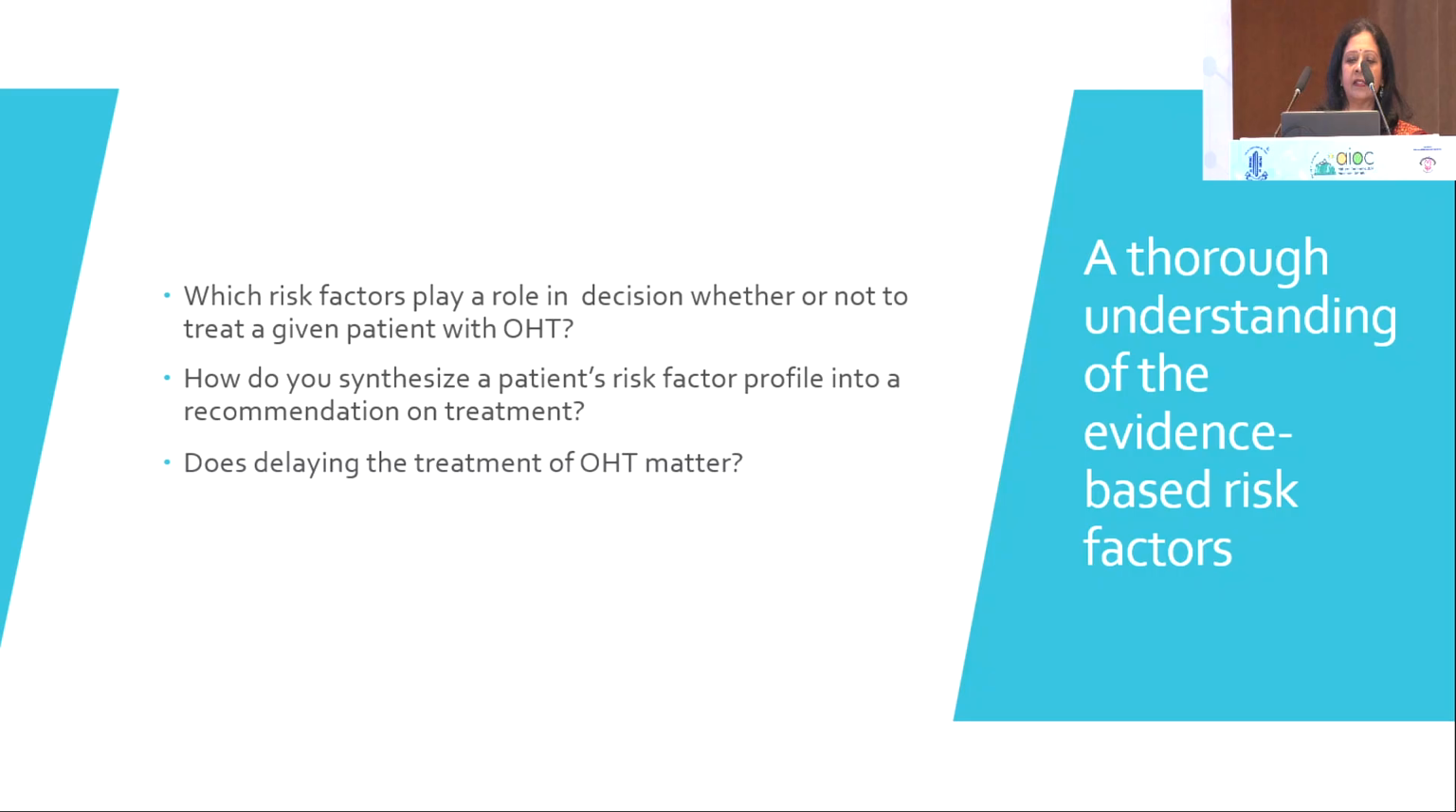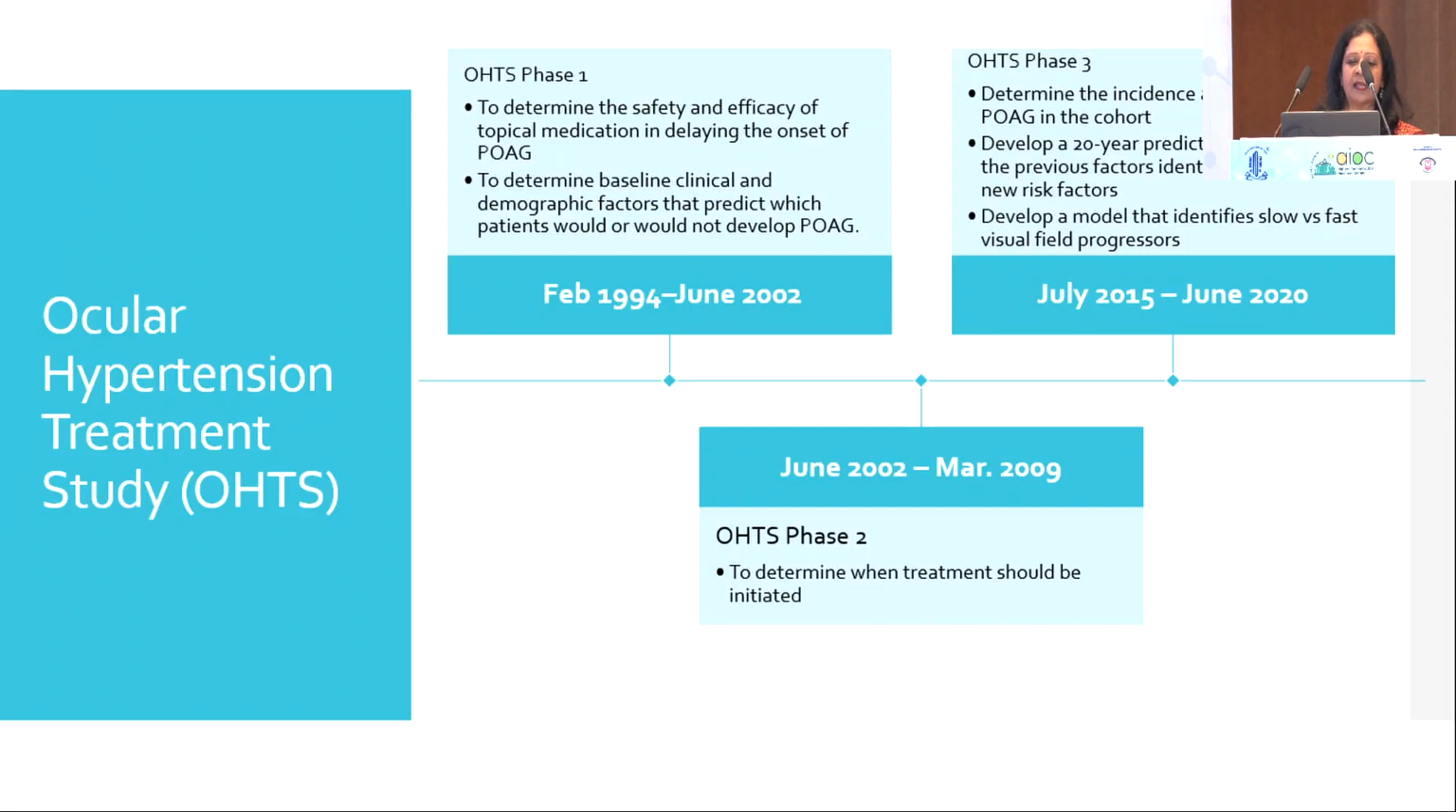Which are the risk factors which play a role in the decision whether or not to treat a patient with OHT? How do you synthesize a patient's risk factor profile into a recommendation for treatment? And does delaying the treatment of OHT matter? These questions were answered by the OHTS trial, one of the landmark multicentric trials, and it was conducted in 3 phases. The OHTS 1 phase was just a proof of concept.